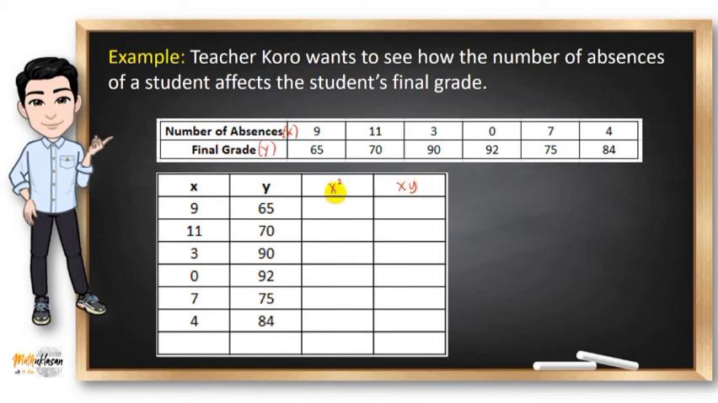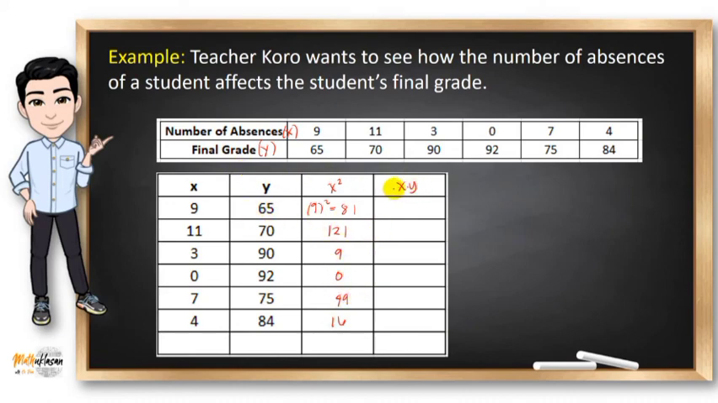Okay? So, anong ibig sabihin na x squared dito? Ibig sabihin, kailangan lang nating i-square yung 9 dito. Okay? So, gagawin natin yun sa lahat. 9 squared here, the answer is 81. 11 squared is 121. 3 squared is 9. Okay? Tapos ito, 0 squared is just 0. 7 squared is what? 49. Yes. And then, 4 squared is what? Yes, it's 16.